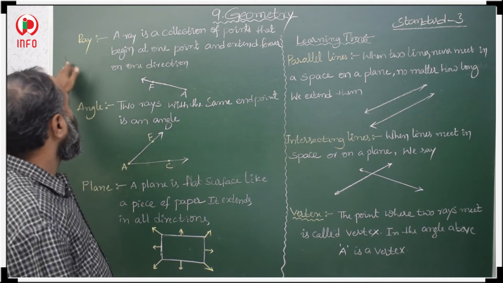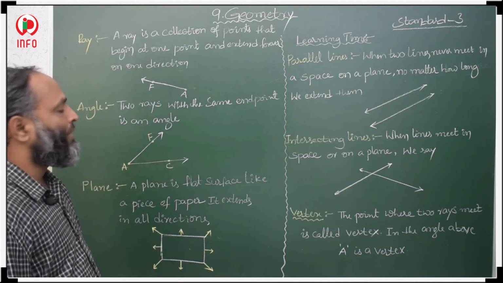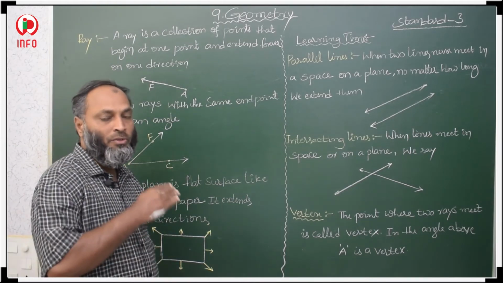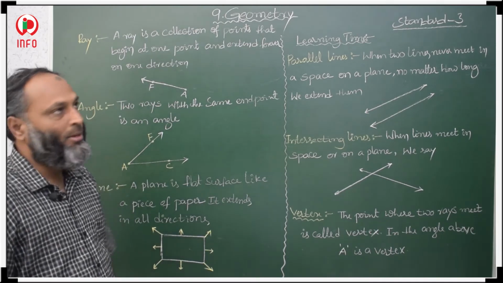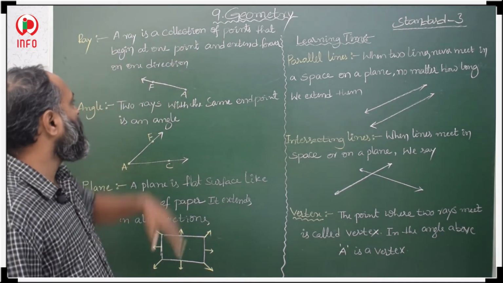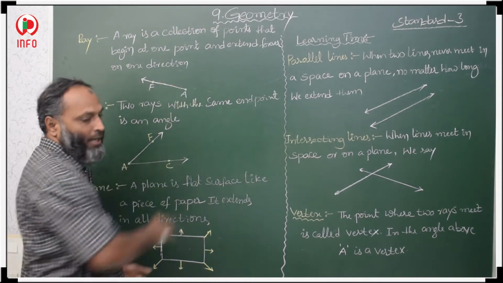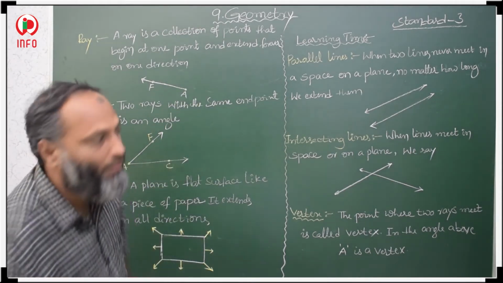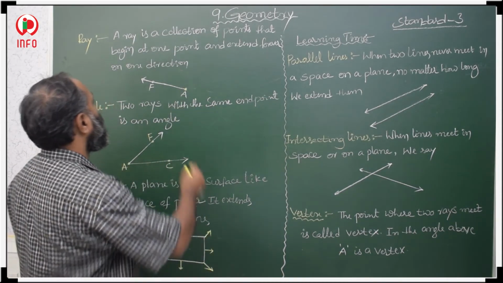Ray. What is a ray? A ray is a collection of points. What type of points? Straight. So a ray is also a straight path. A ray is a collection of points that begins at one end. So we have one endpoint in a ray. How many endpoints do we have? One endpoint. And it extends forever in one direction.